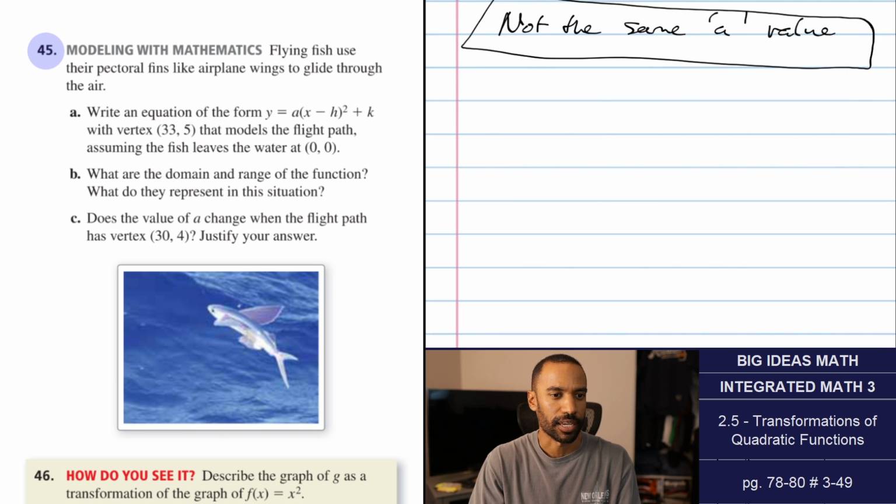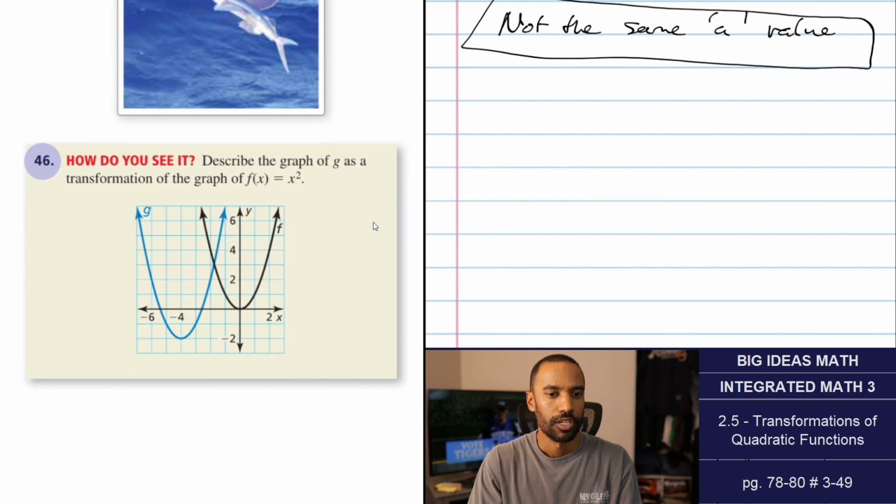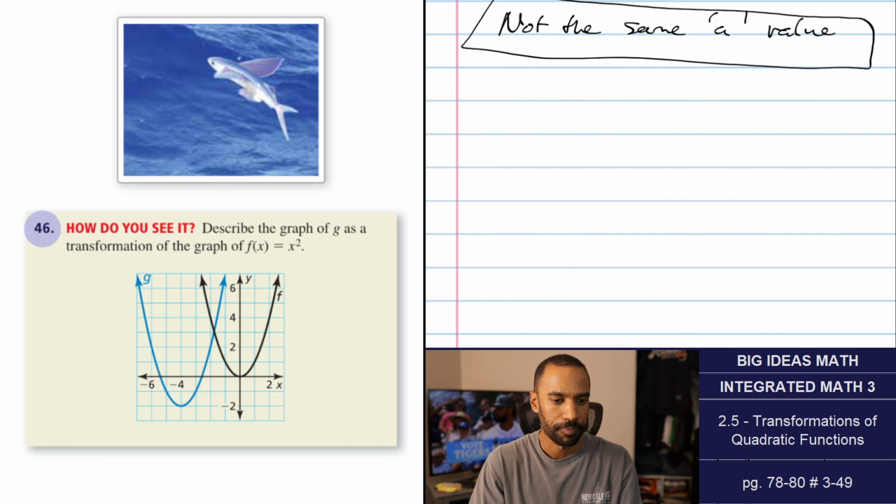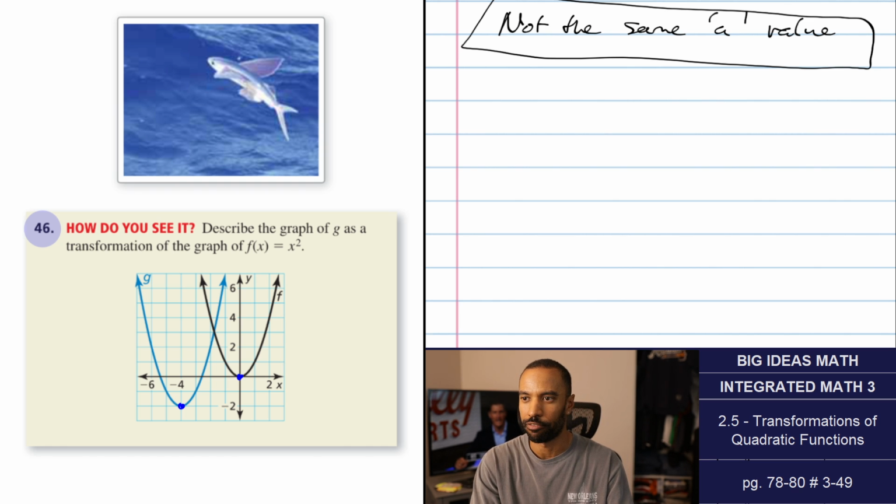Number 46. How do you see it? Describe the graph of g as a transformation of the graph of f of x equals x squared. Well, let's just look at it here. I'm going to mention the translation, although it might have to be a last-ditch resort. We're going to translate 1, 2, 3, 4 to the left, and 1, 2 down. That's our vertex. The stretch seems to be, these are scaled by 1, so 1, 1, 2, 4, 3, 9. There's no change on the stretch or reflections.